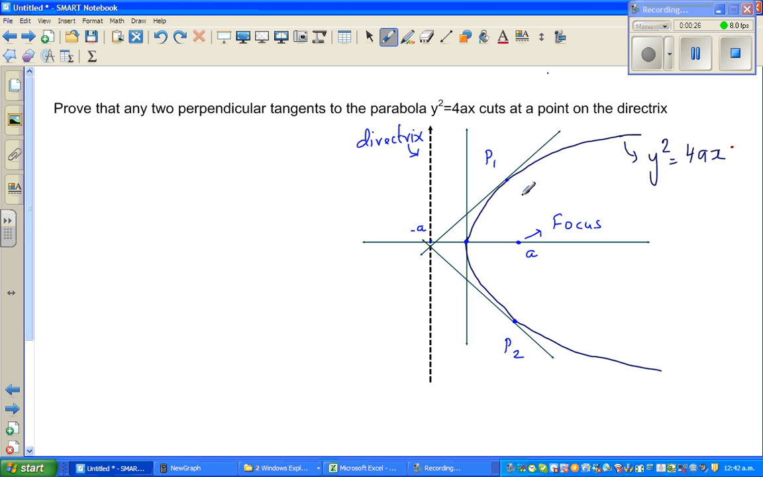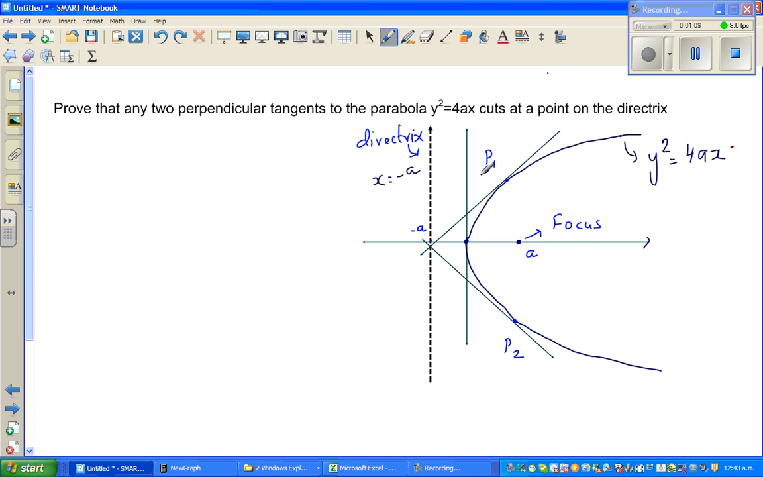Now this is a parabola defined by y squared is equal to 4ax. This is the focus, and directrix is a line which passes through negative a when focus is a. So here the equation of this line is x is equal to negative a. And focus and directrix are opposite of the vertex. So this is the vertex. So focus is at point A, and directrix intersects the x-axis at negative a.